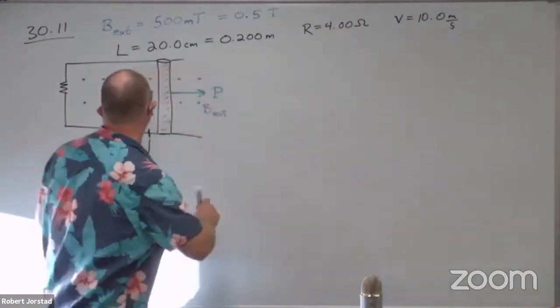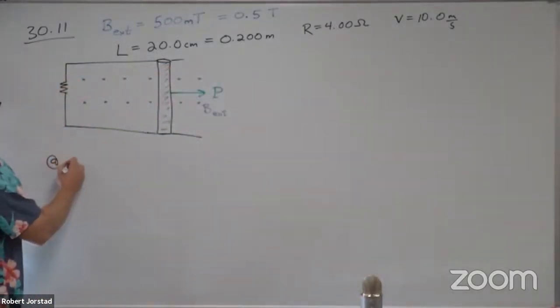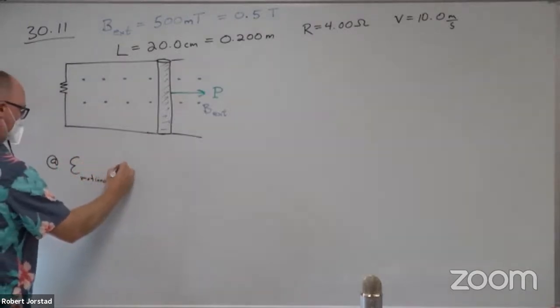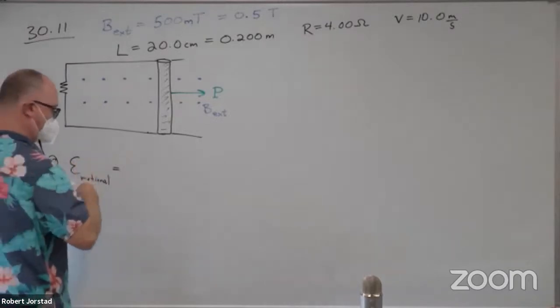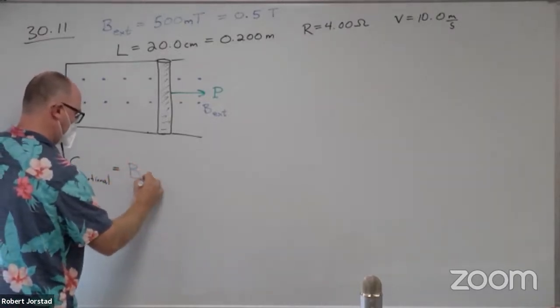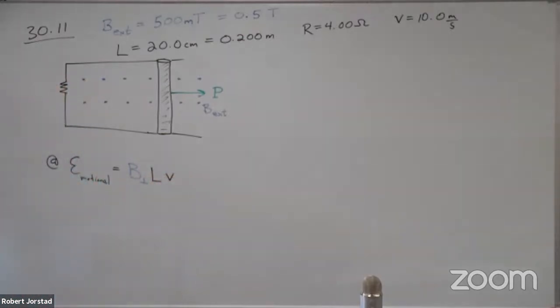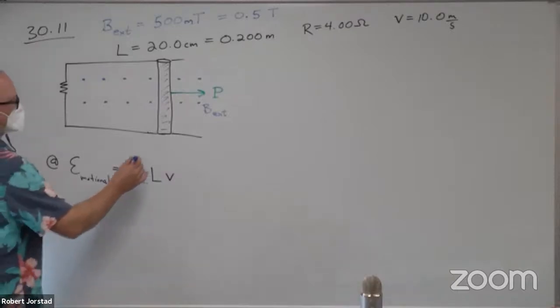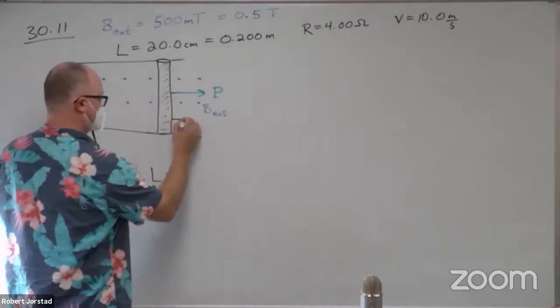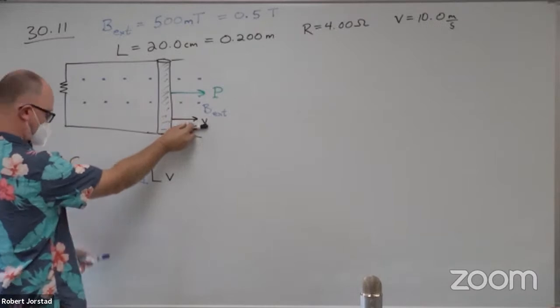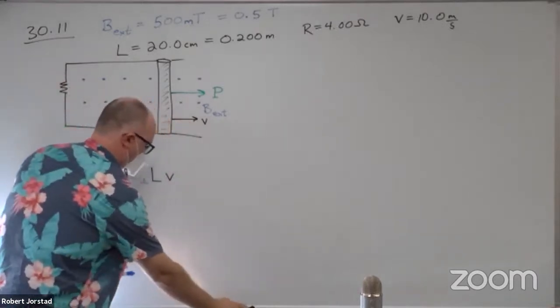Motional EMF. Okay, so in this case, E motional equals B perpendicular L v. In this case, what is B perpendicular? All of it or some of it? Which way is the rod being pulled? This way, right? The velocity is this way. The magnetic field is this way.